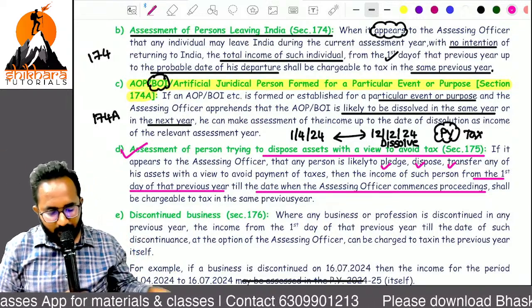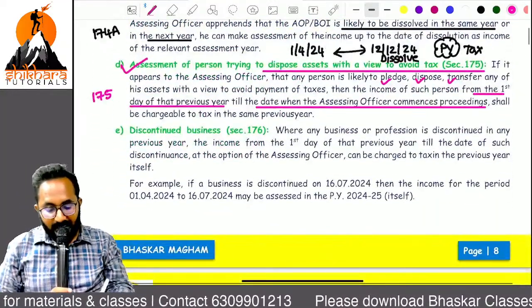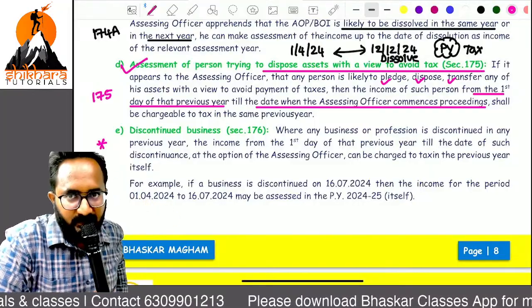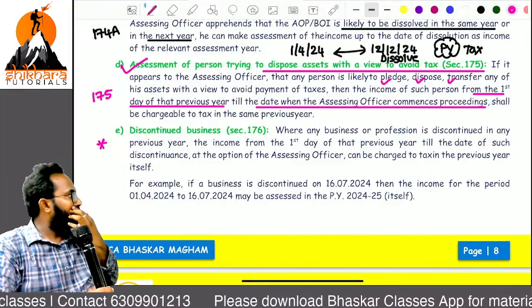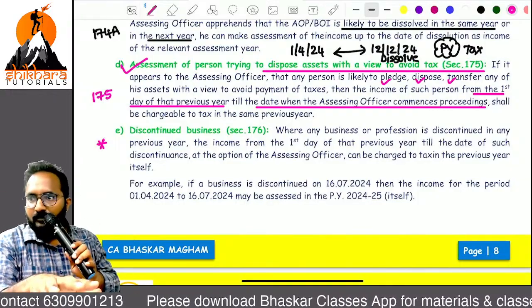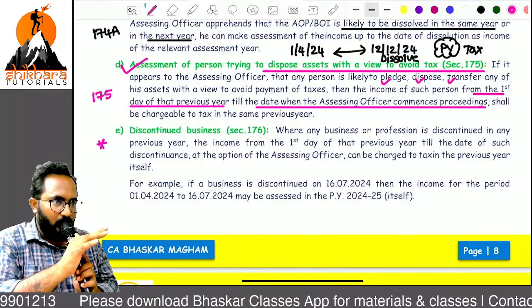So what is the section number? 175. Now 176 is very important. Shall we start? Again, I am saying, remember section numbers and headings, that's enough. No need to read those entire lines, not required.